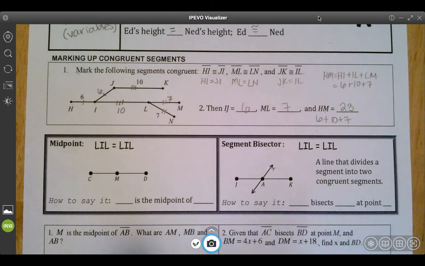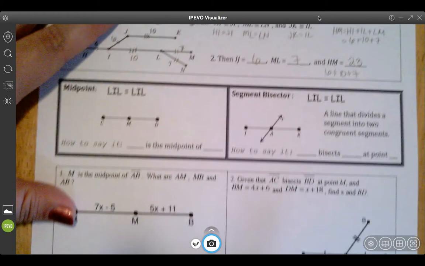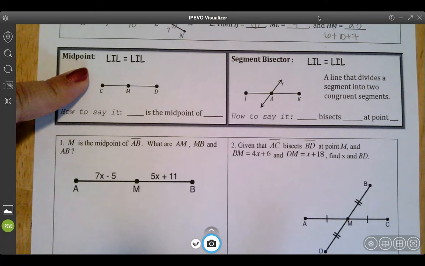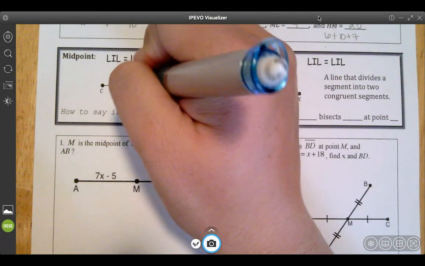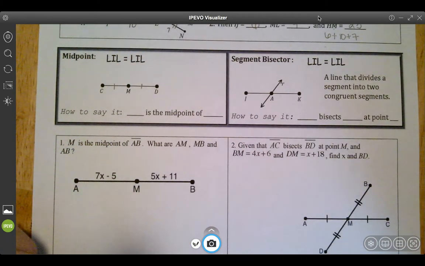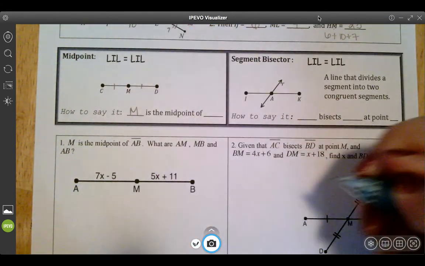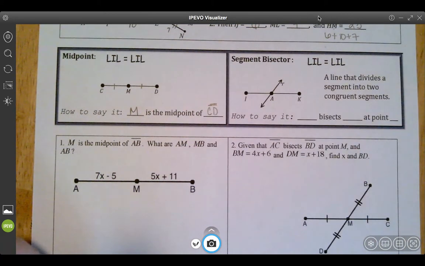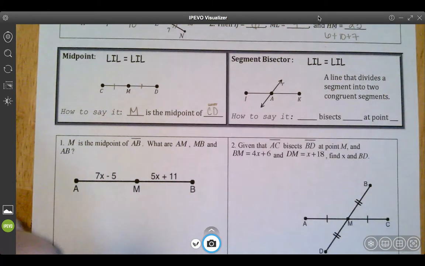Okay. Another way that we can describe segment lengths is by finding the midpoint, the point in the exact middle, which means that if I cut it in half, the two segments on either side of the midpoint are congruent. So we can say that point M is the midpoint of segment CD. You cannot have the midpoint of a line or a ray because those go on to infinity in either one or both directions.